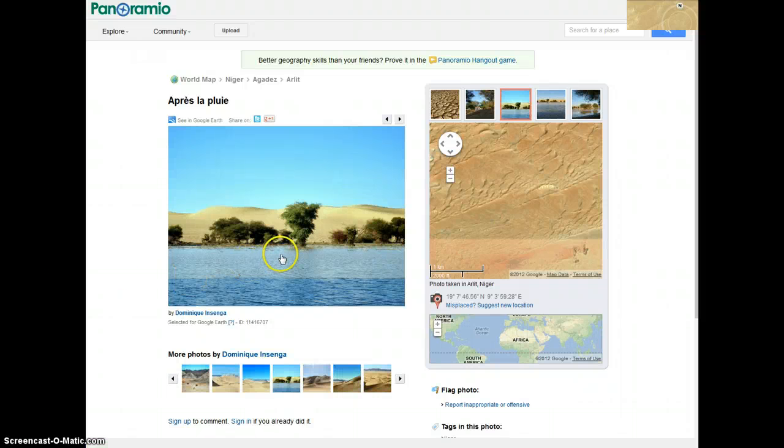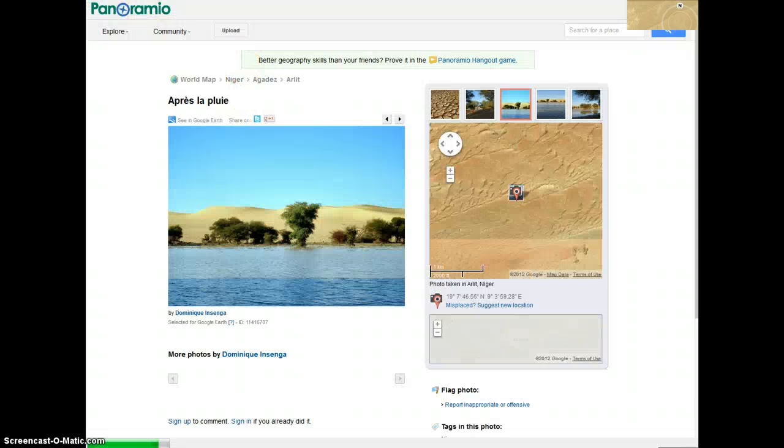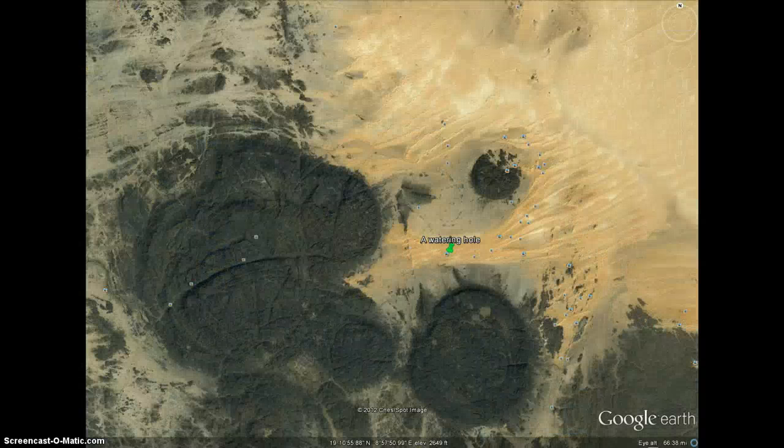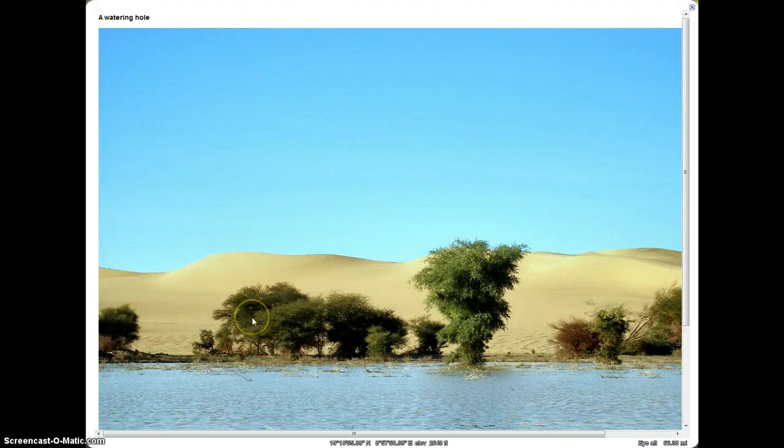Oh, look at that. Were you expecting there to be water in the Sahara Desert? You were? Why didn't you say so? Yeah, there needs to be water for the animals that live there. There are not very many animals, but there are animals that live there, and they need to be able to live and survive too. And in order to live, they need water.